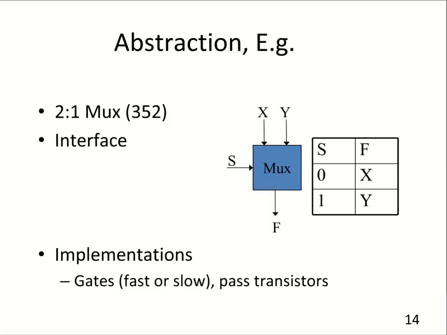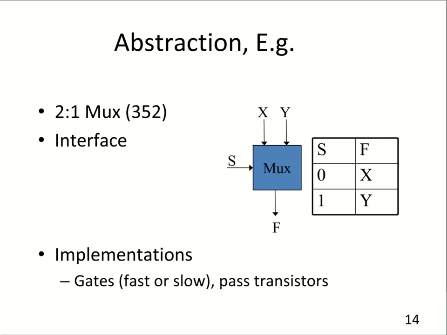An example of an interface is a 2-to-1 multiplexer, which is a digital logic structure that you learned about in 352. It provides a very simple interface. There are two inputs, X and Y, and a select input S. And the select input S is used to govern whether X is routed from the input to the output or Y is routed from the input to the output.